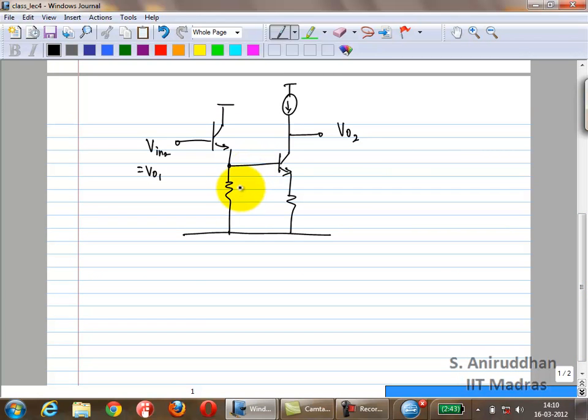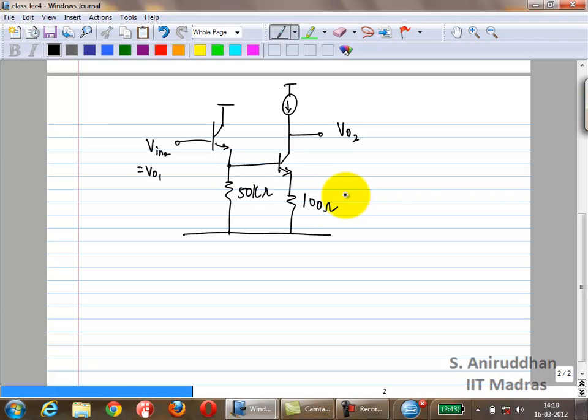And the values of these, this is 50 kilo ohms and this is 100 ohms. Okay, I'll name these Q16 and Q17. Okay.